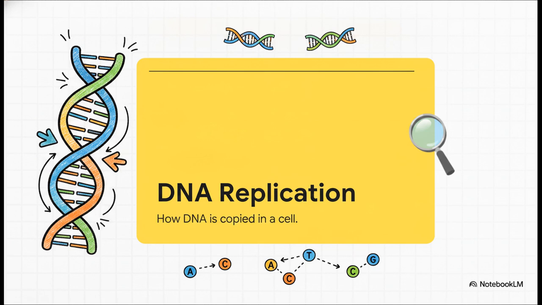It's complementary base pairing. Adenine always maps to thymine, and cytosine always maps to guanine. This strict chemical pairing rule is the exact mechanism that lets the biological machinery reliably recreate the code over and over again without losing the structural integrity of the helix.